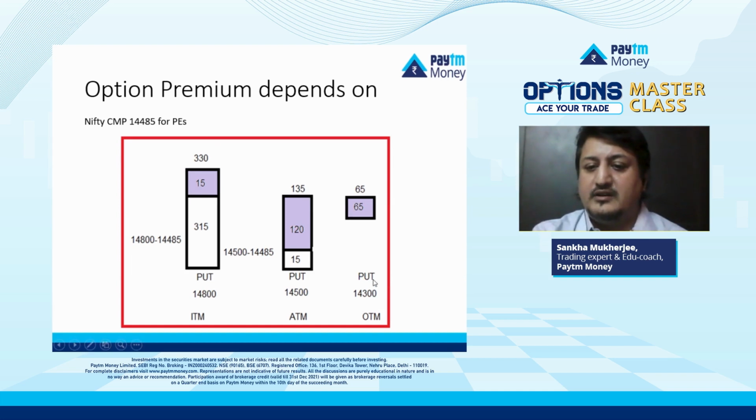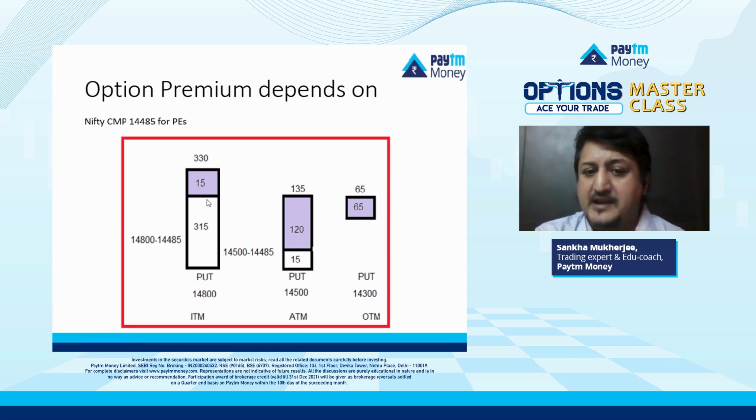14,300 is out of the money. As we shared, in out of the money, your intrinsic value cannot be negative, so your intrinsic value is always zero. So anything out of the money, 65 rupees, which was the premium at that point of time, is your 100% time value. So you have two values here: one is intrinsic value, the other one is the time value.